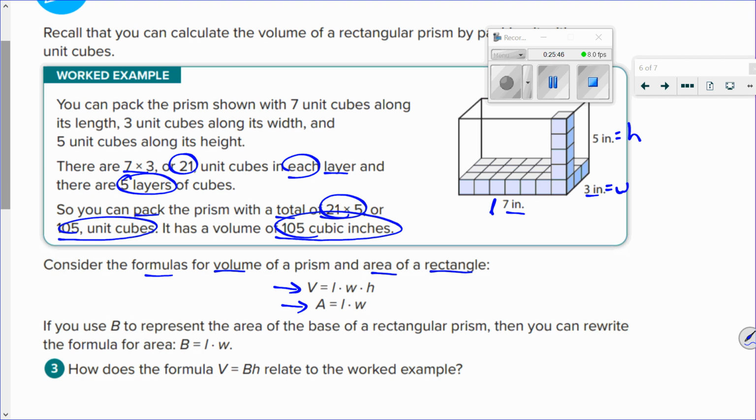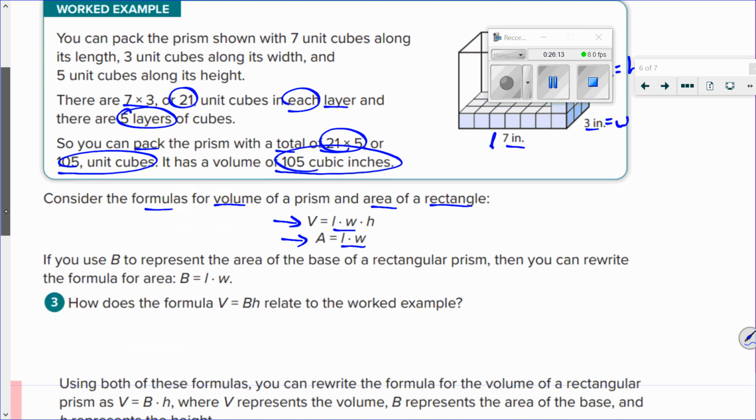Here's our linkage. We just said the area of this rectangular face took us 21 cubes, correct? And then we multiplied it by the height of 5, right? Does everybody see that the length times the width is used in both of those formulas? Okay? So we're going to add a new term for you.